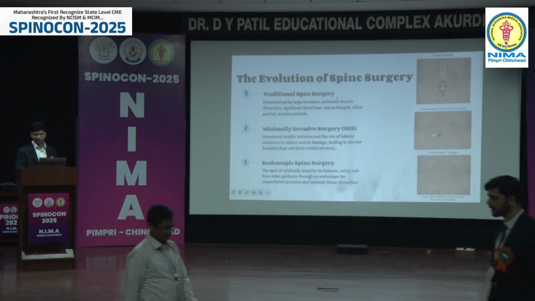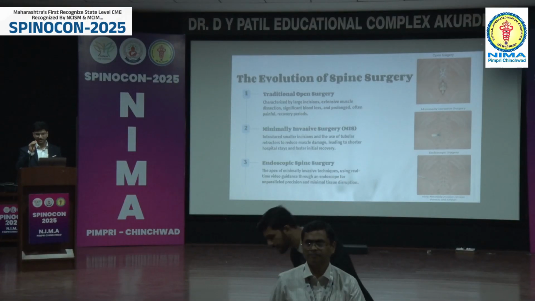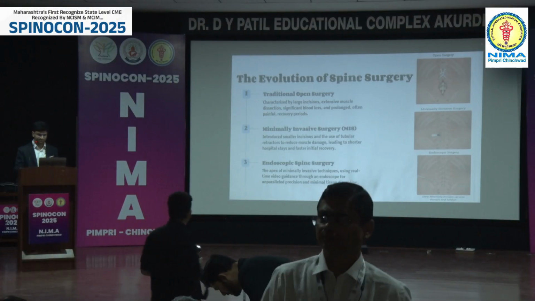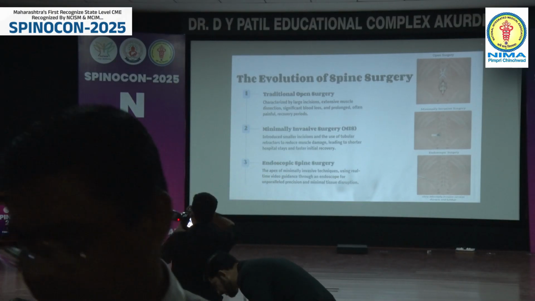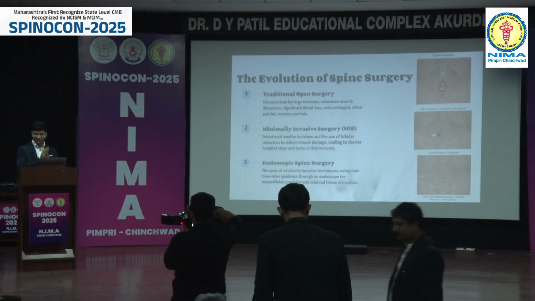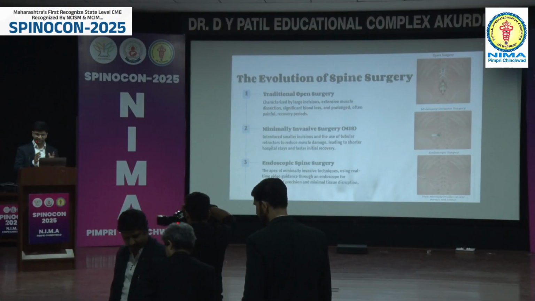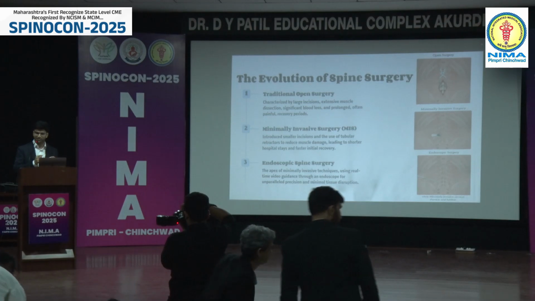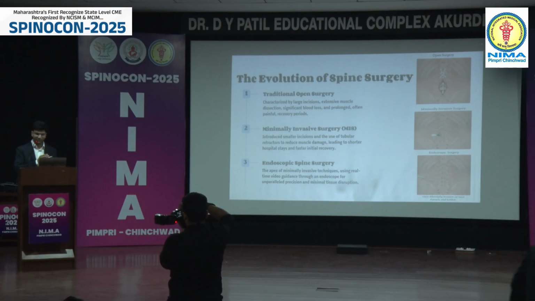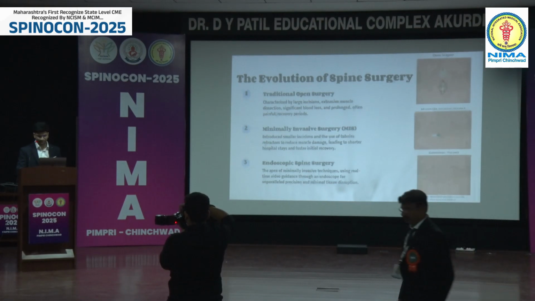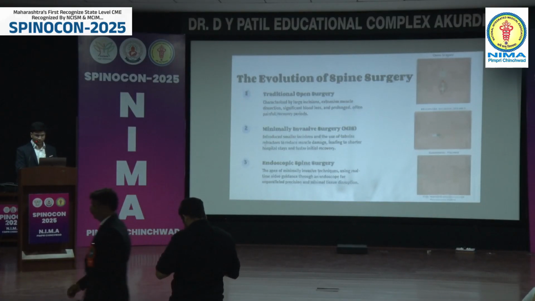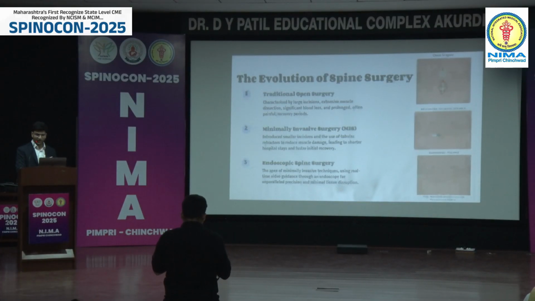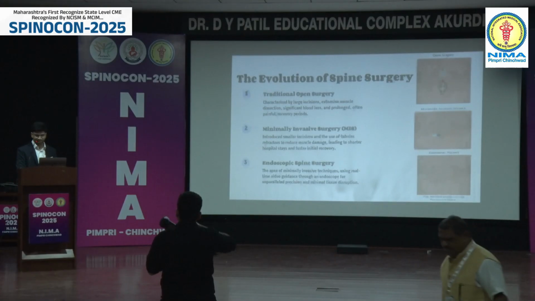So this is the evolution of spine surgery. First we started with the traditional spine surgery, where we used to take a long midline incision. The muscles were dissected. The lamina, that is the posterior part of the vertebra, is removed. And then the cord and the nerves are free, and then the disc is removed. This led to significant blood loss and a prolonged and painful post-operative period.